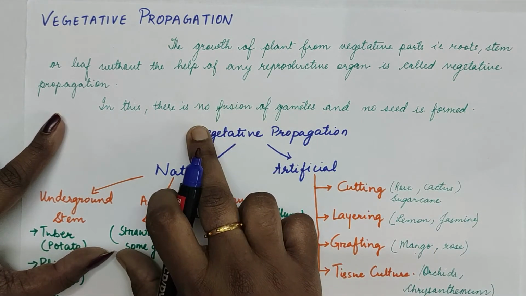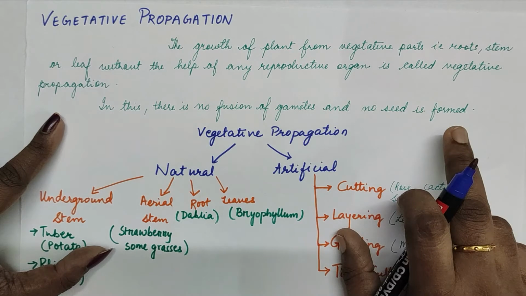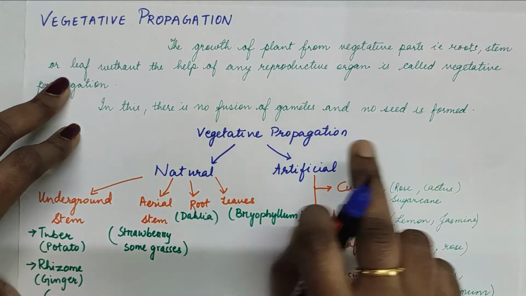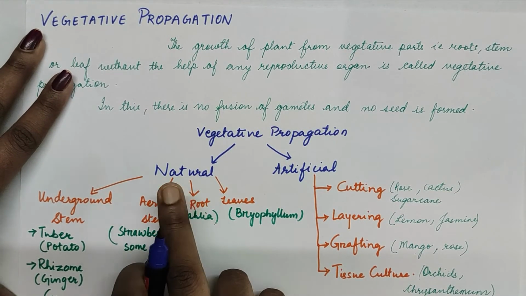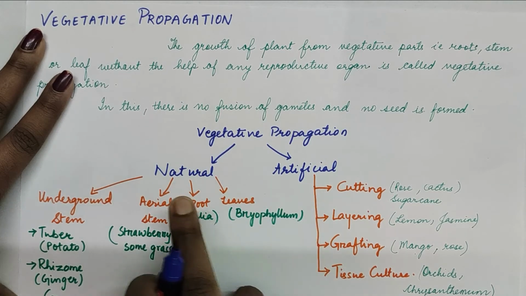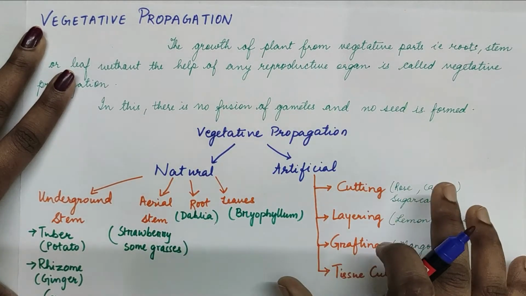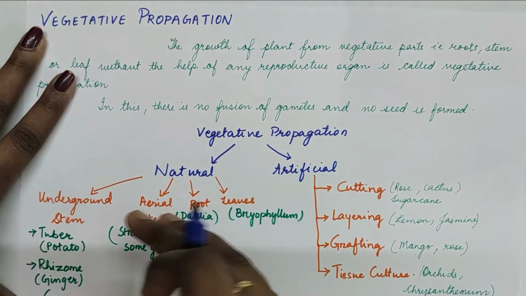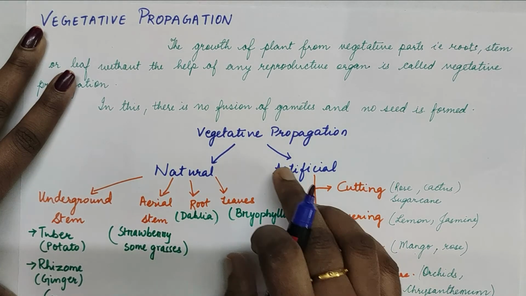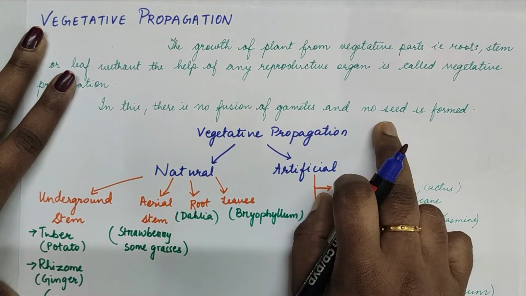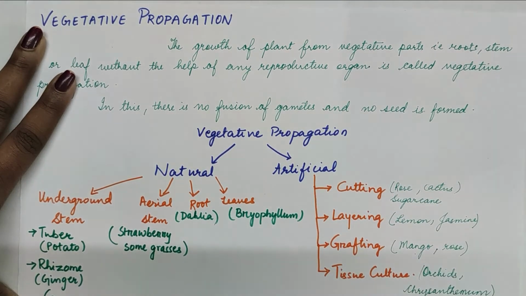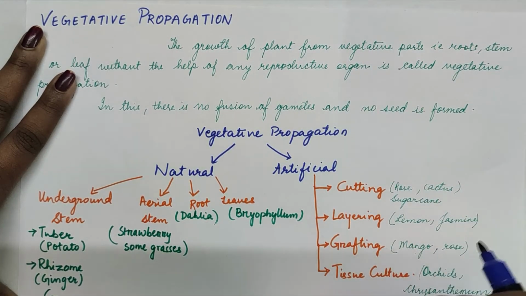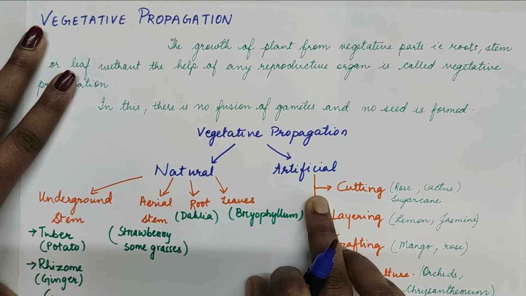Here you need to know that there is no fusion of gametes, and generally no seed is formed in such kinds of plants. Then this can be classified into two types, natural and artificial. When we talk of the natural vegetative propagation method, it can happen automatically or naturally. There are different methods as I have classified. And when we talk of artificial vegetative propagation, we are particularly mentioning the involvement of human beings in the propagation of the plants. So that becomes artificial propagation.